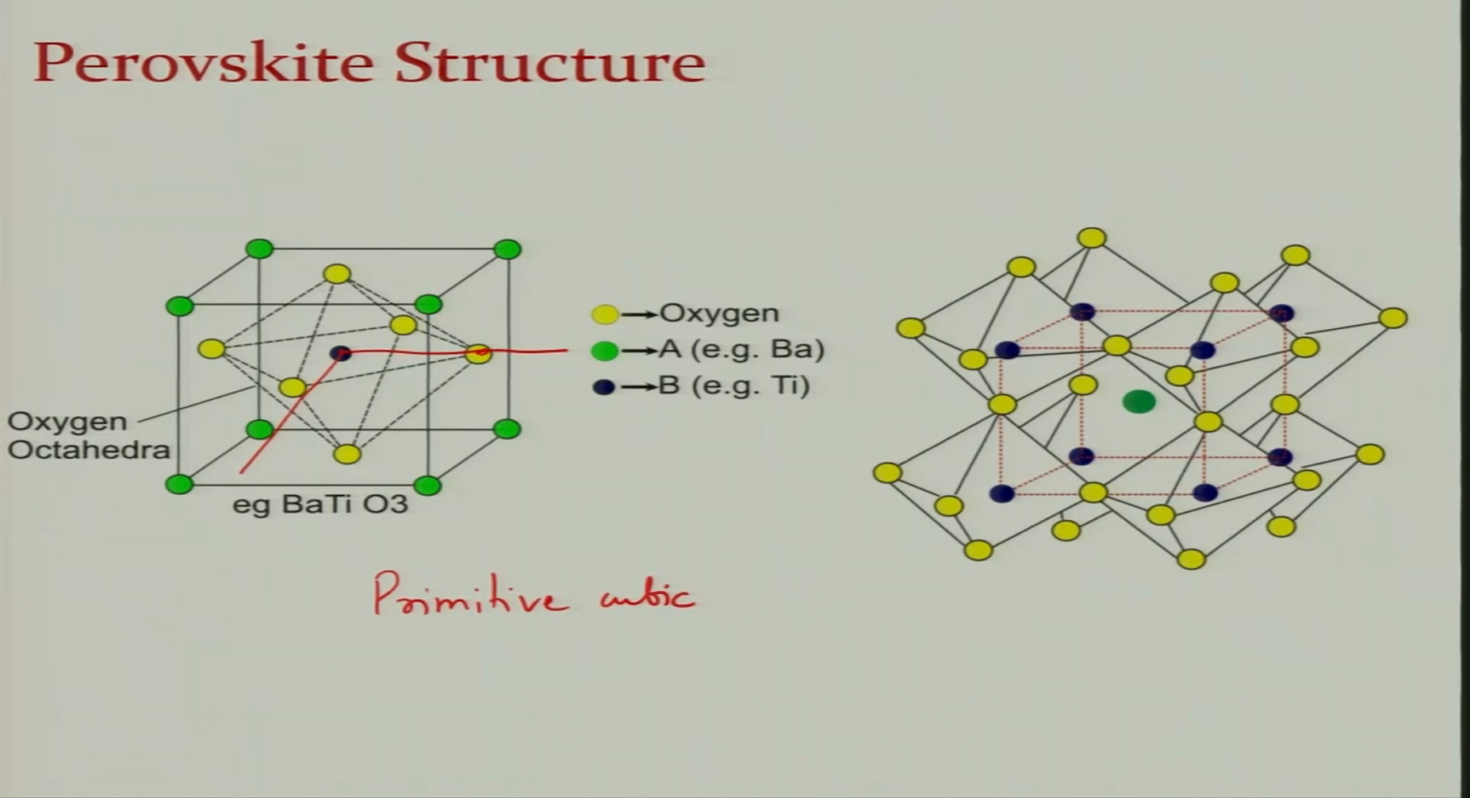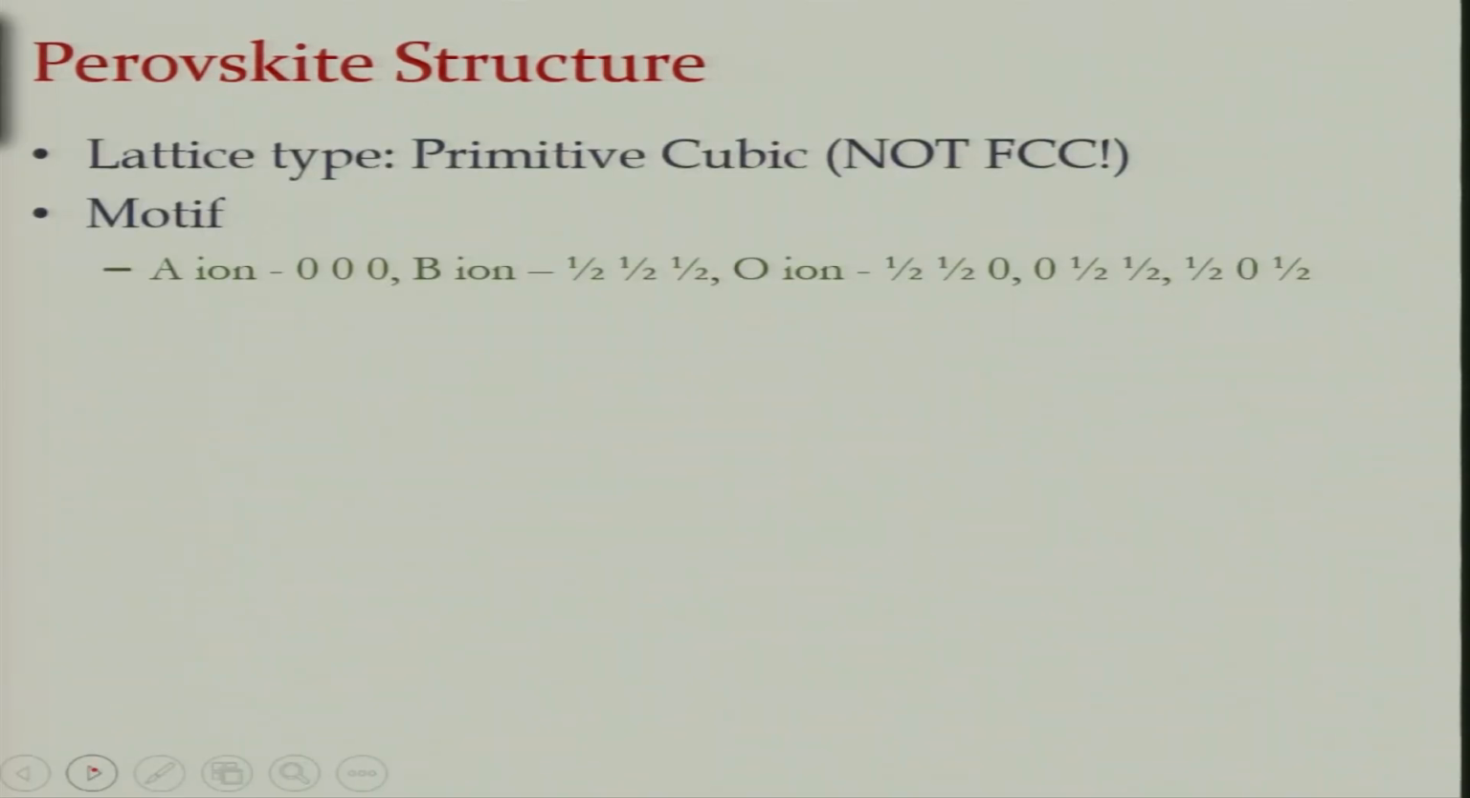You can see that these are all octahedra at the center of which you have a titanium atom, and then within the center of these 8 octahedra you have the barium atom, which is surrounded by 12 oxygen atoms. There are 12 edges, so 12 of these oxygen atoms surround it. So, this is the simple perovskite structure. It is followed by many technically important ceramics. The way you define the lattice type is, it is a primitive cubic lattice, it is not FCC.